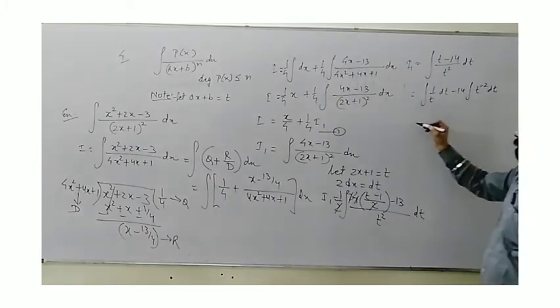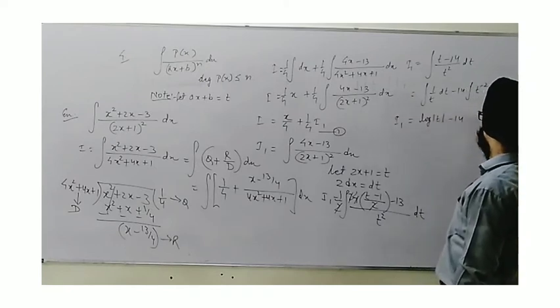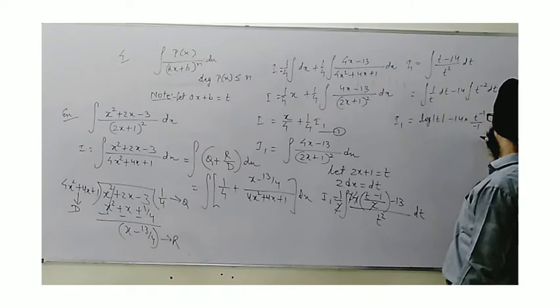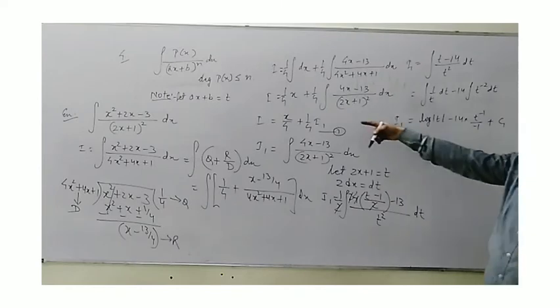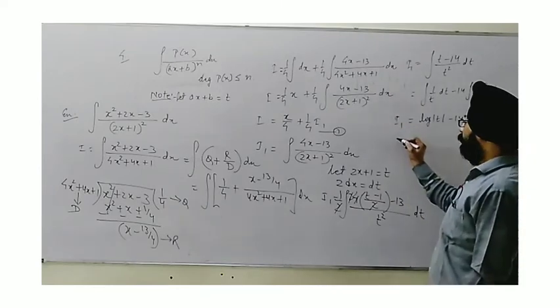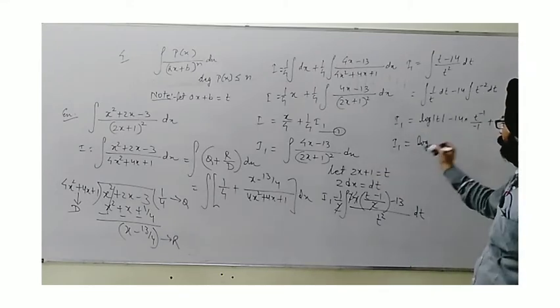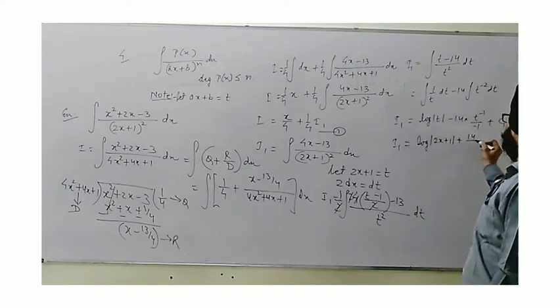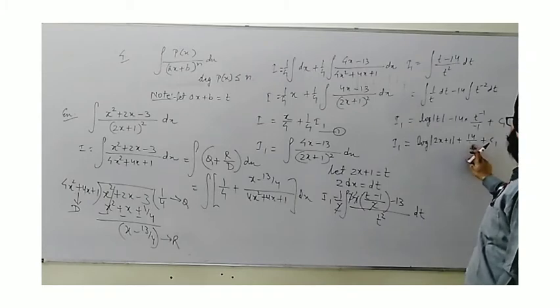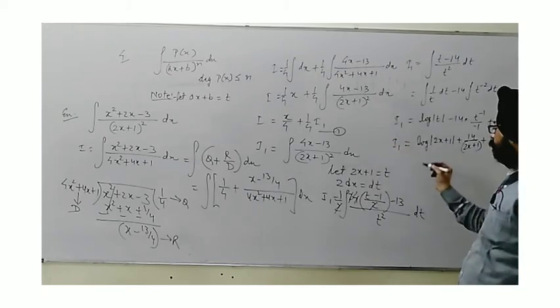Now these two are basic patterns. So the value of I1 we get as log of t minus 14 times t raised to the power minus 1 upon minus 1, plus c1. As this constant is there, we will take it as c. Now I1 is log of the value of t, we consider 2x plus 1, mod 2x plus 1 we write, and this becomes plus 14 upon t plus c1. And the value of t, since it has come in the denominator, is 2x plus 1. So we directly put the value of I1 in remark number 1.